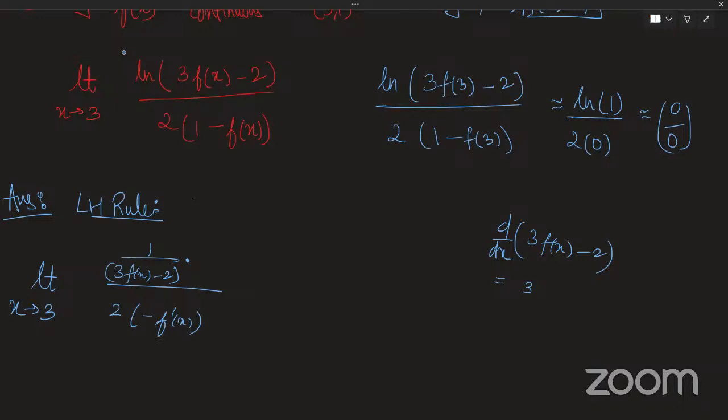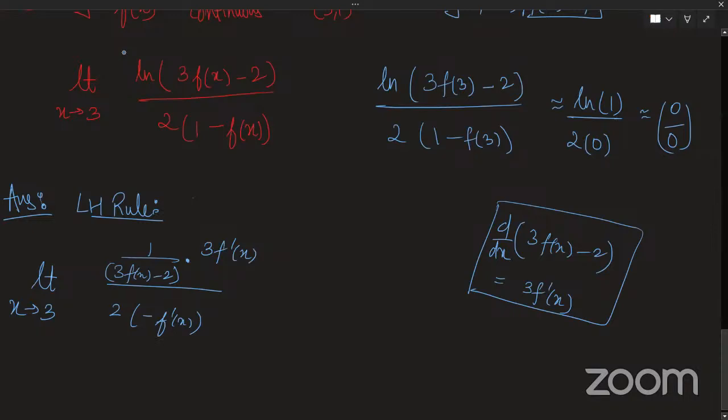What is it? F dash x. Yes, f dash x, right? So 3 times f dash x. So f dash x and f dash x got cancelled. So I am left with 3 by 3 f of x minus 2. Okay. Then I've got a minus 1 and a 2 in the denominator.